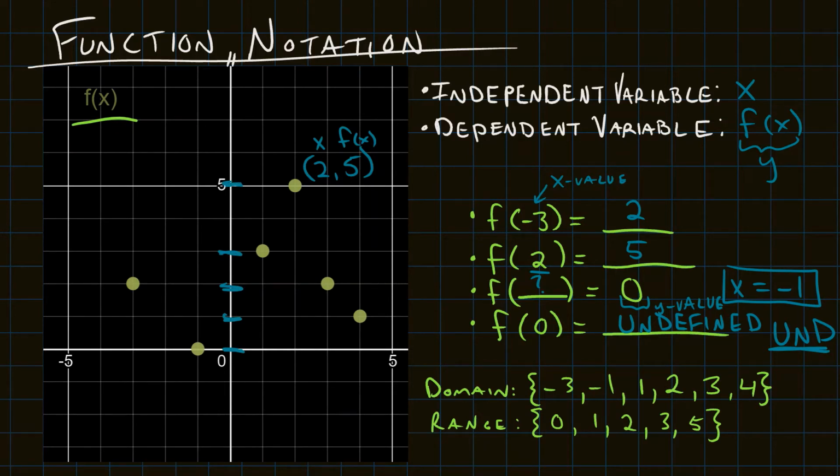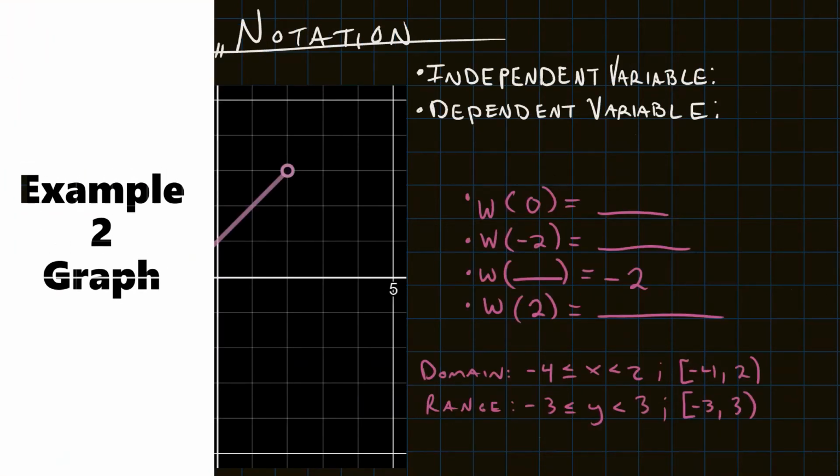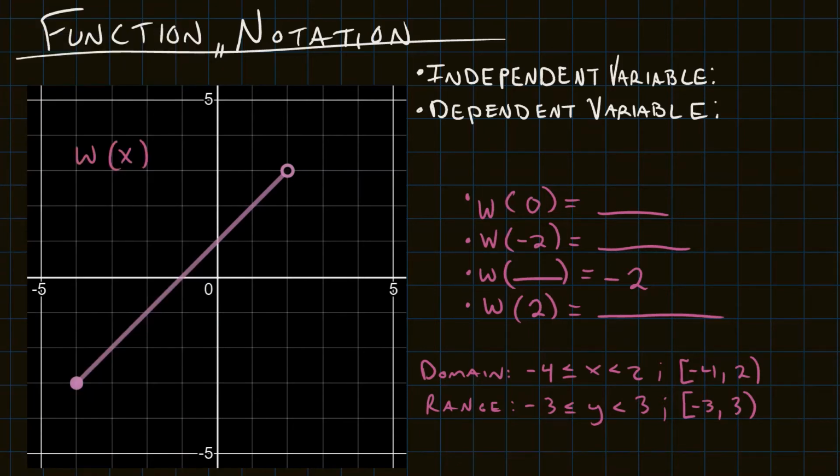Let's move on to our next graphical example. So now we're looking at a graph of w of x, which is part of a linear function that has had its domain restricted.